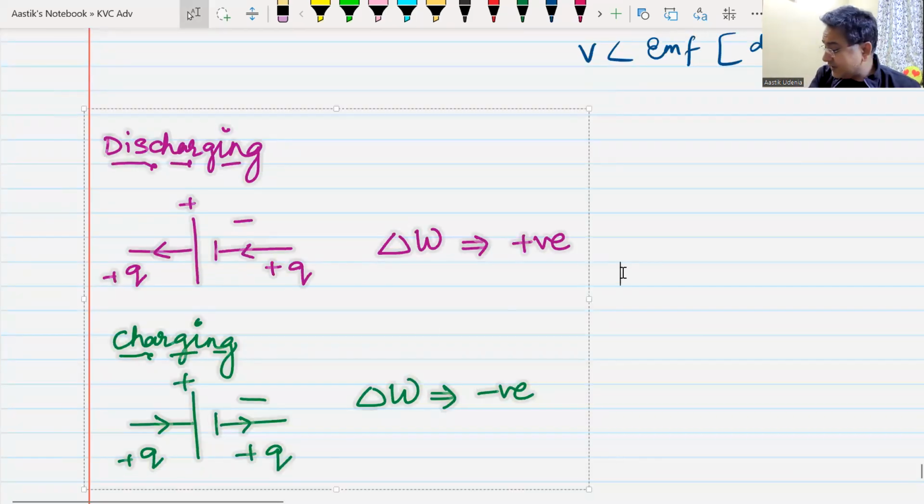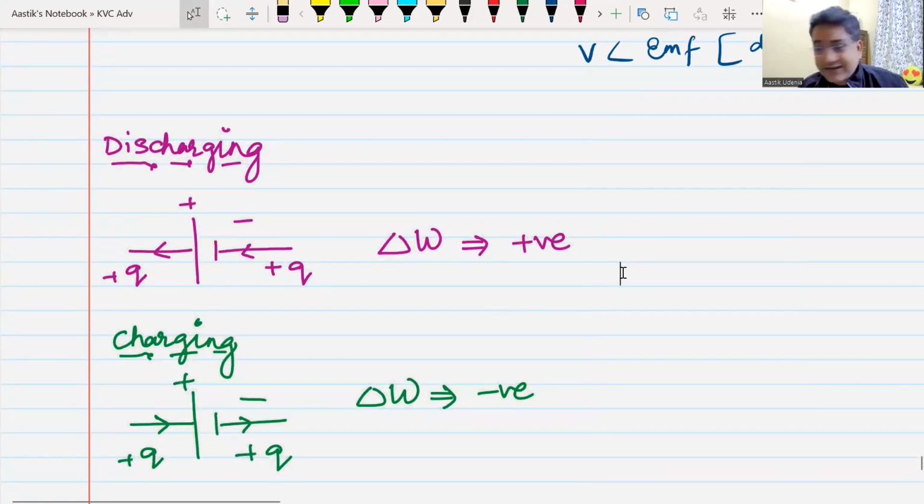Well, as you can see, this is discharging and this is charging. When the battery is getting discharged, work done by the battery is positive. When the battery is getting charged, the work done by the battery is negative. Do we understand this? Everyone is able to understand this.